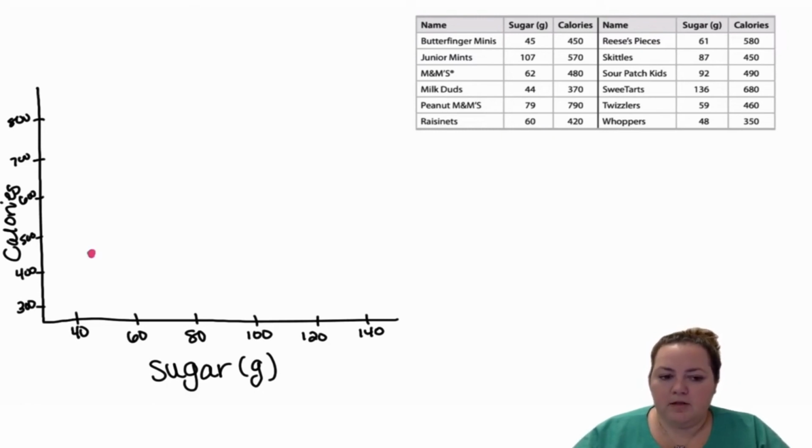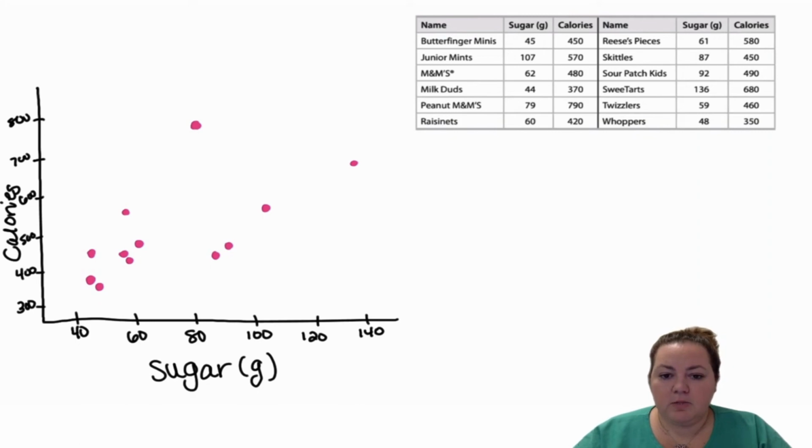So then I'm going to plot 45, 450, then 107, 570, 62, 480, 44, 370, 79, 790, 60, 420, 61, 580, 87, 450, 92, 490, 136, 680, 59, 460, 48, 350. All right, so I've plotted all of my points. I've made a scatter plot.